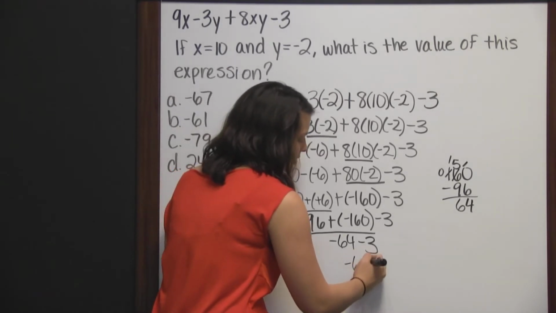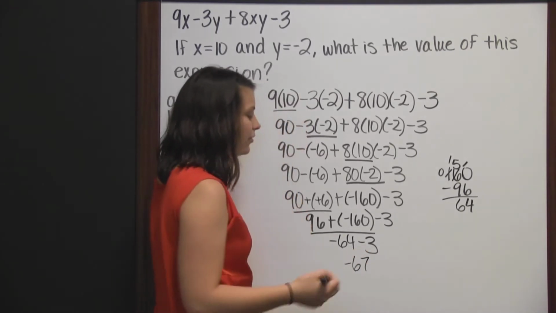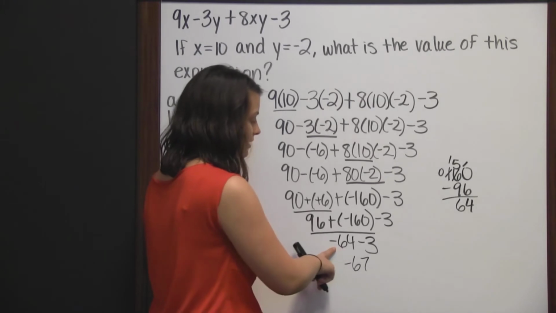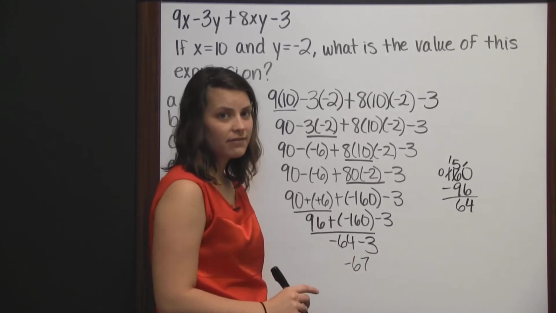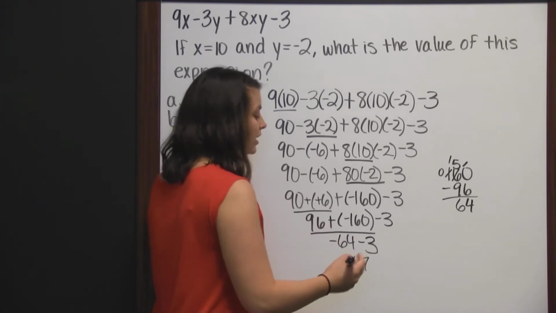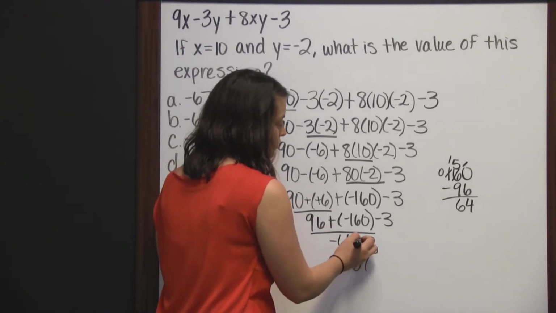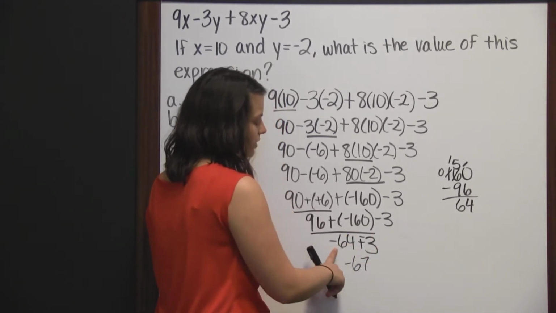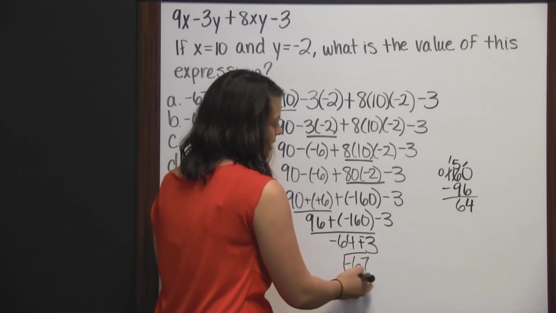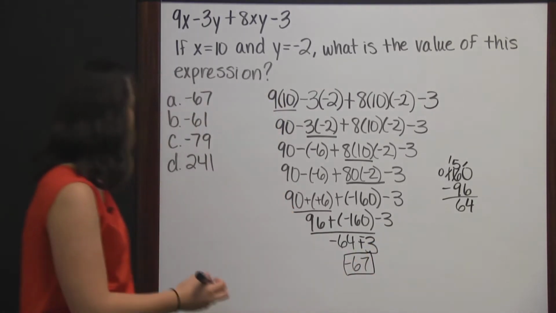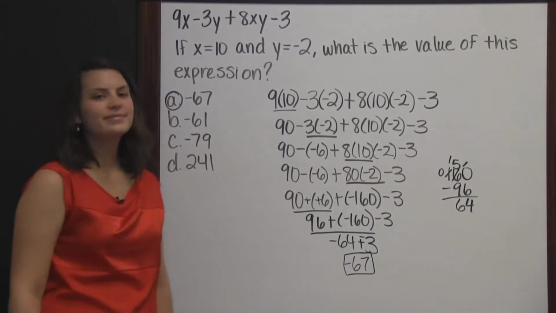So that's negative 67. Another way to think about it is you have 64 negatives and 3 negatives. That's a total of 67 negatives. And finally, even another way to think about it is you can change it to adding the inverse. So you have negative 64 plus negative 3. Either way, you're going to get negative 67. And that's answer A.